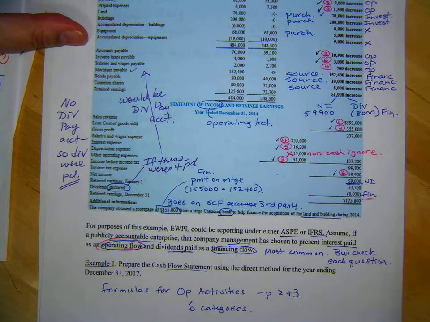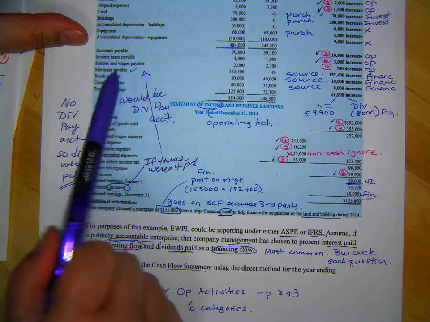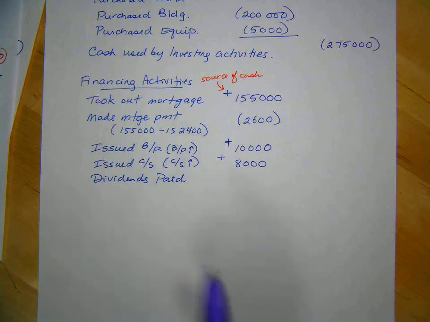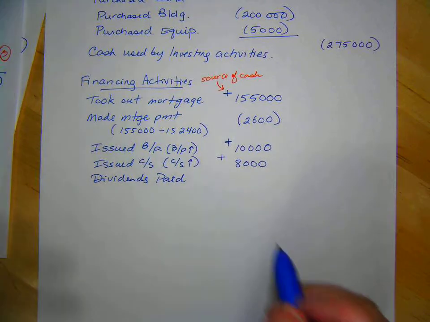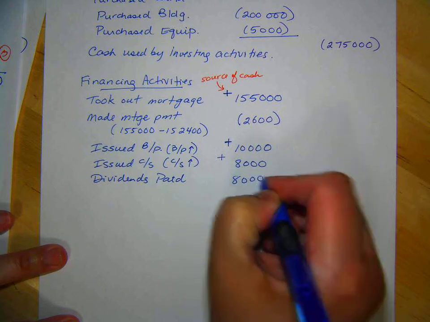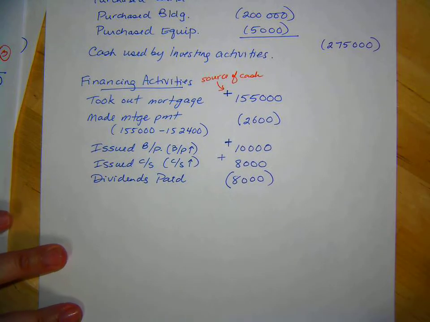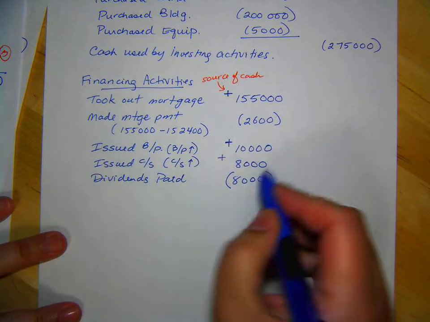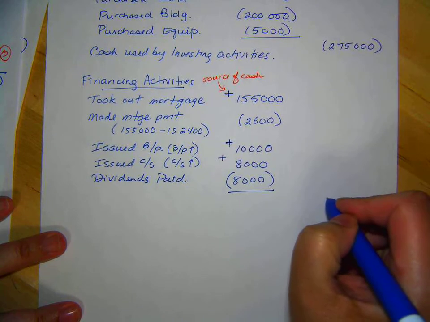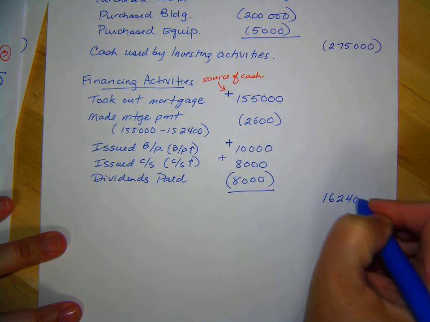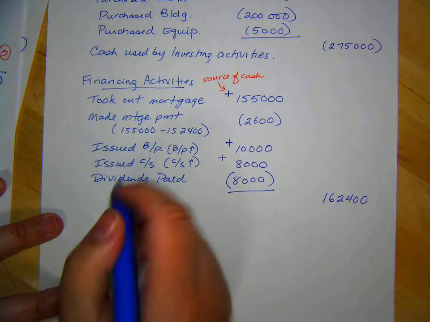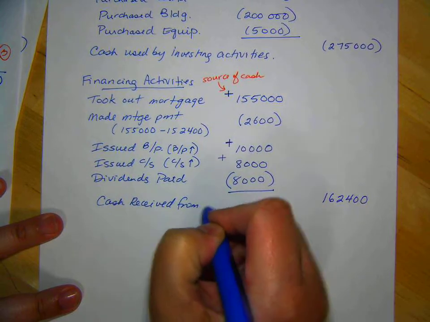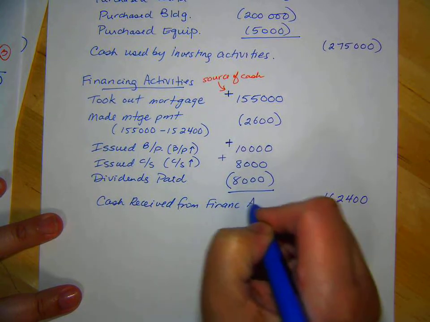When you're dealing with dividends, if there's a dividend payable account, you've got to adjust for it. And I'll show you what I mean when we do this. So dividends paid were $8,000. It's a use of cash, so it's negative. Okay? Now, that's all that we had for financing. So we total that up to be $162,400. And that's called cash received from financing activities.